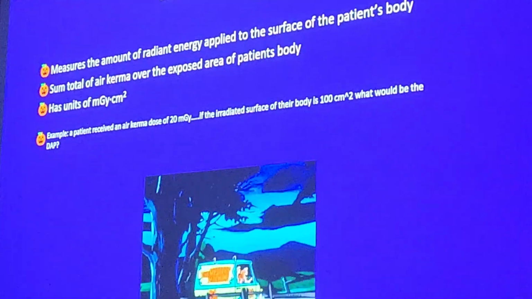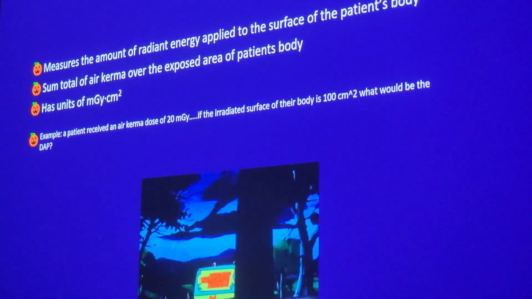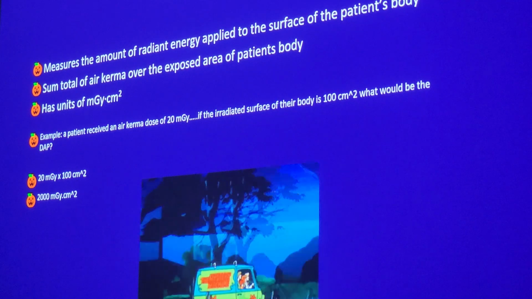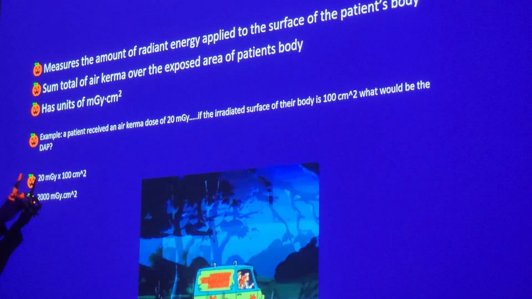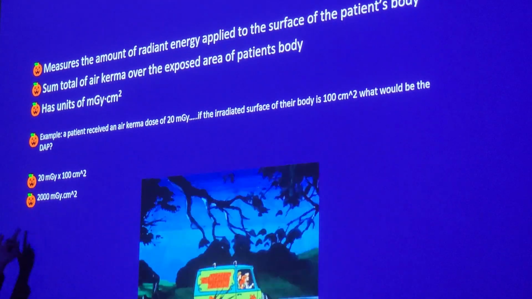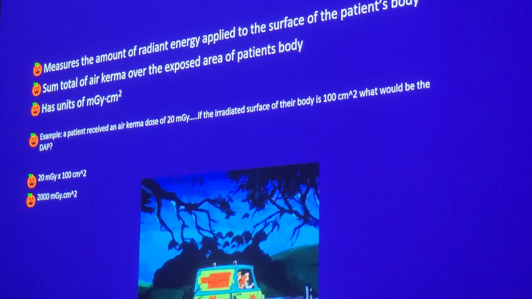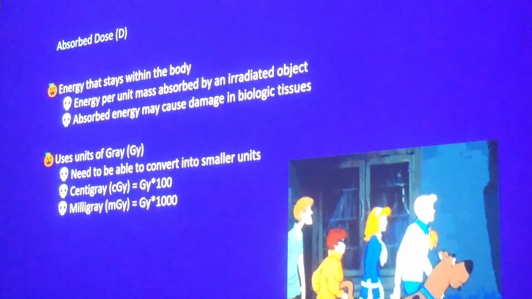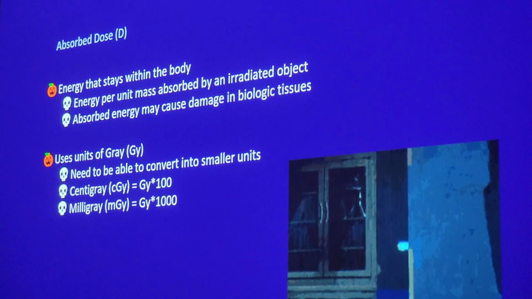Would you add the numbers, divide, times 100? So you would take your 20 milligray times your area, and that would give you your DAP. Simple as that. Absorbed dose.